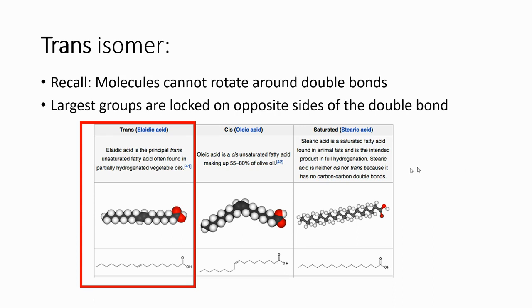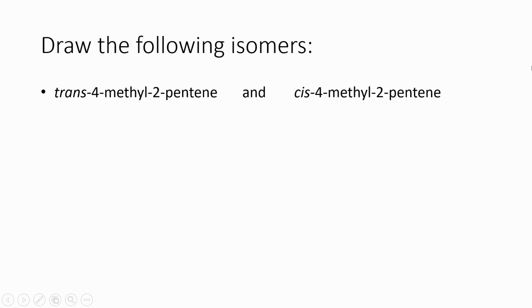So, anyways, that is the real world application of trans isomers. Okay, go ahead and see if you can draw these. We talked about molecules with double bonds. This is the same molecule, but one is in the trans position and one is in the cis position, locked across the bond. The last 3 slides.